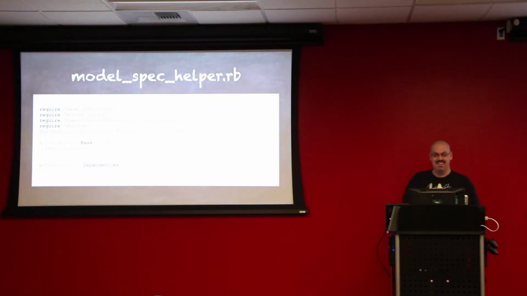All right. So your model spec helper gets a little bit more involved because, especially if you're using ActiveRecord, in order for it to work, it kind of needs a database around, and so you want to create a connection. So you can still use your database YAML to tell it how to connect to the database. You just basically manually establish a connection for ActiveRecord.